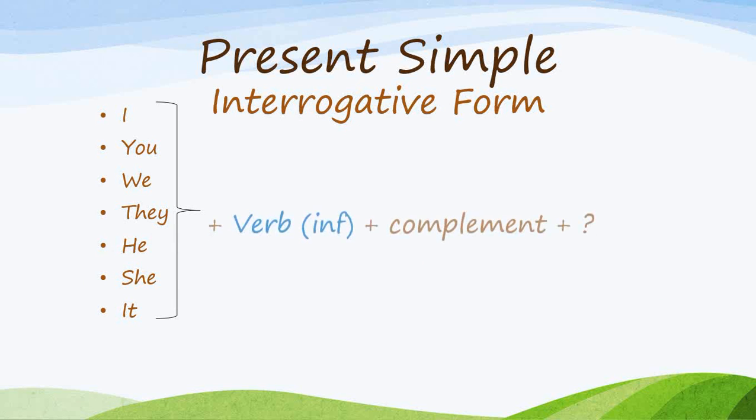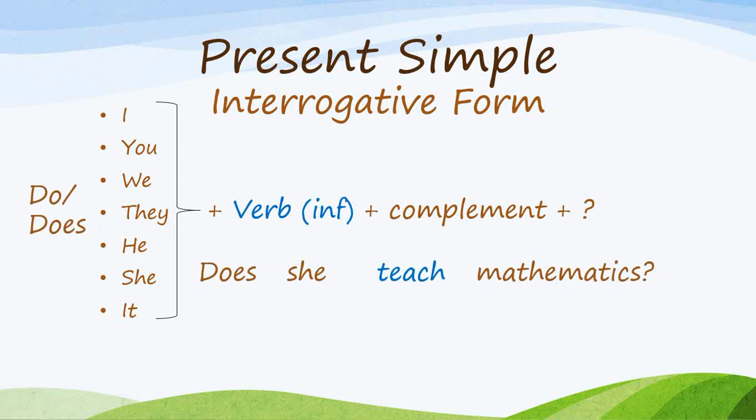Now, for the interrogative form. In this case, we use at the beginning the auxiliary verbs do or does. And how do we know when we should use do or does? We use does with the personal pronouns he, she, or it, with the third person of the singular. And we use the auxiliary verb do with I, you, we, or they.